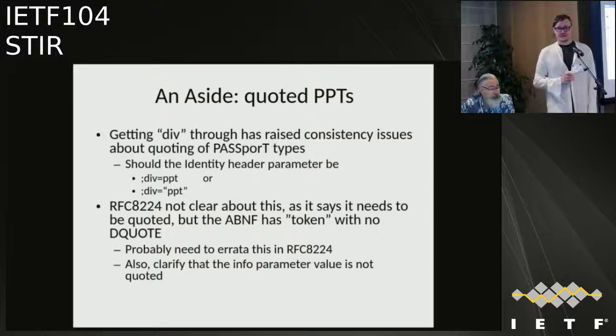Probably we need to errata this, and clarify which of these parameters of the identity header are actually quoted. This has come up in connection with DIV, and we're trying to make this consistent across a whole slew of drafts that are actually doing new passport types. We should fix that. Next slide.